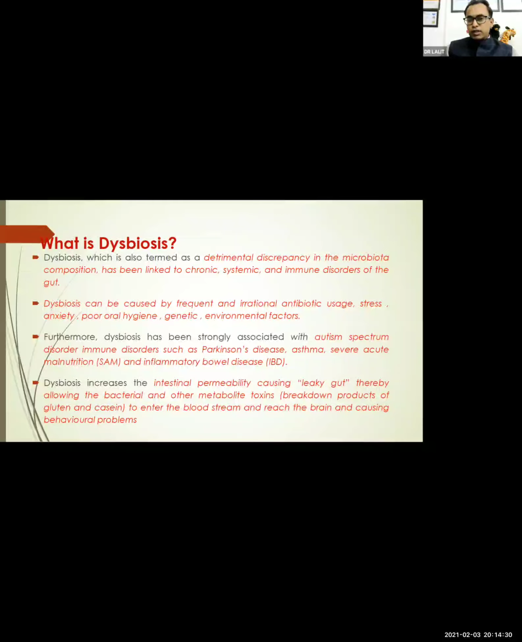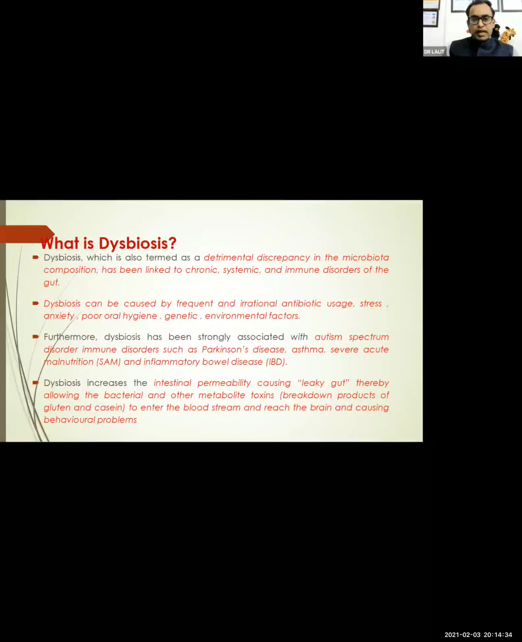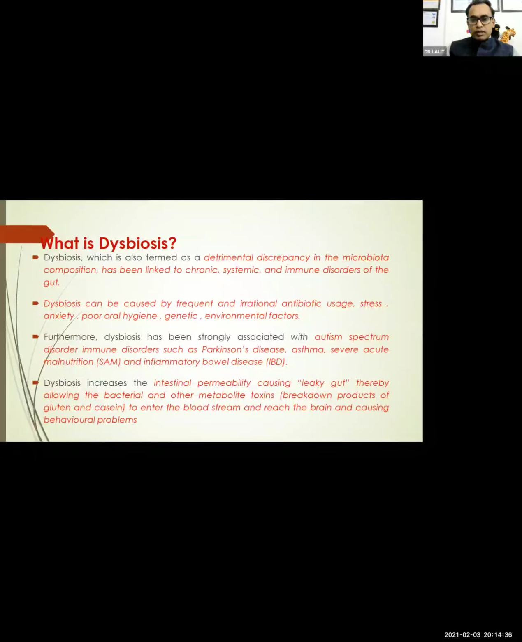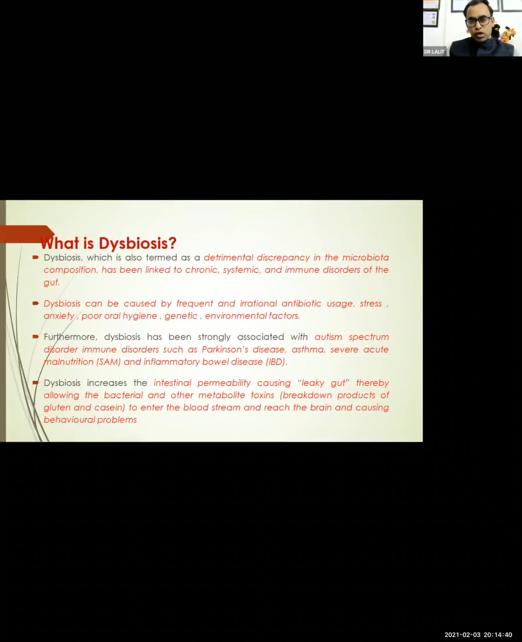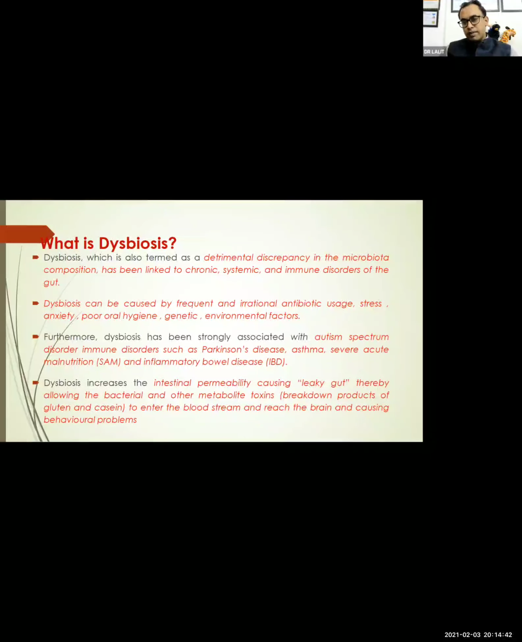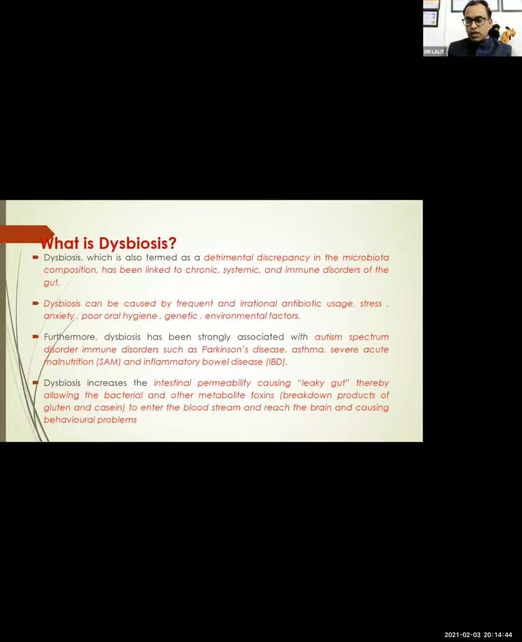What basically does dysbiosis mean? Dysbiosis is termed as a detrimental discrepancy in the composition of these bacteria, which has been linked to chronic, systemic, and immune disorders. In a very simple way, in layman's terms, dysbiosis means we have a composition of good bacteria and bad bacteria which live in harmony.